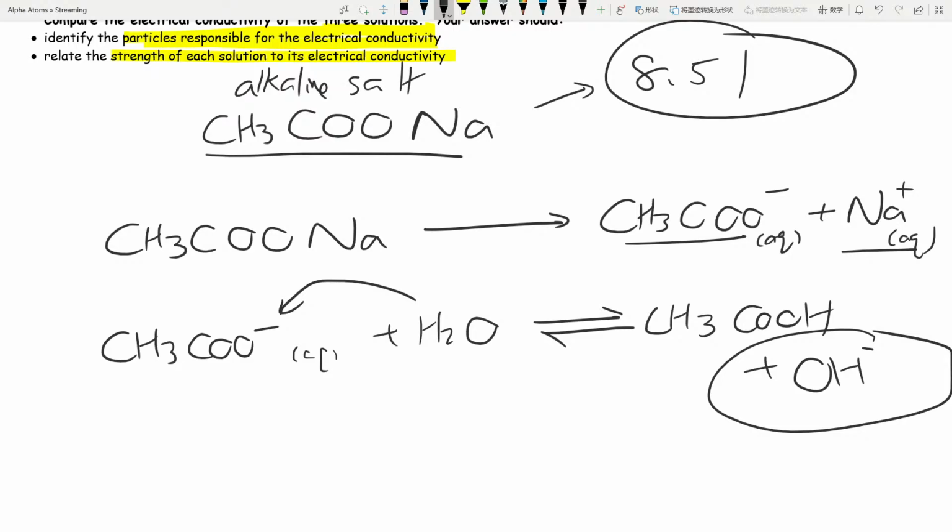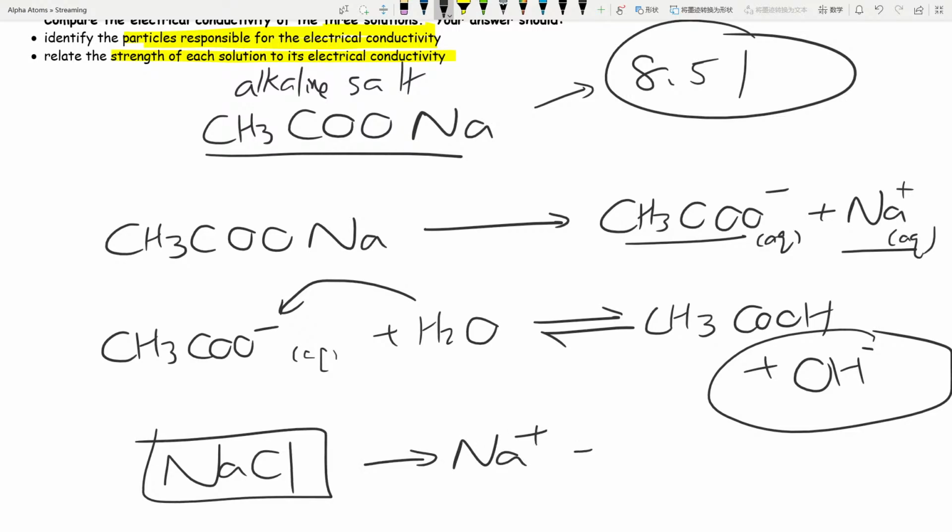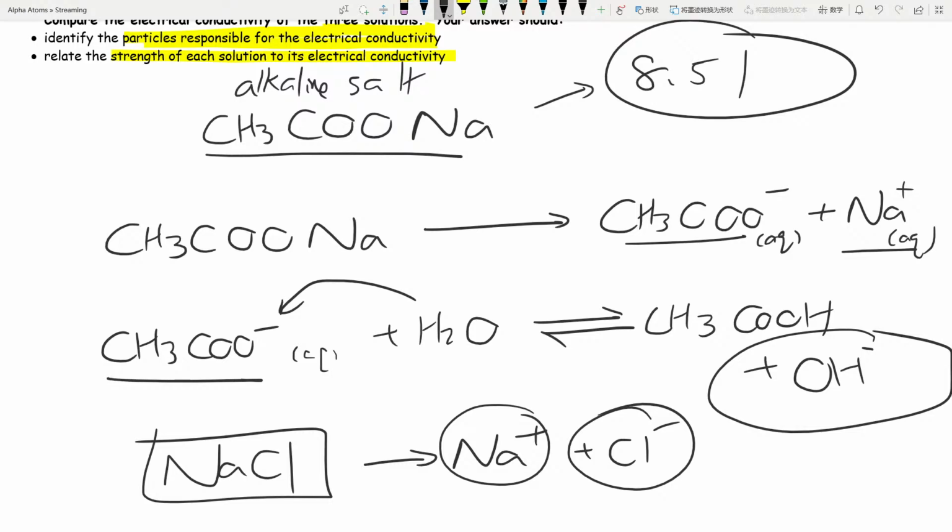What is a neutral salt? A neutral salt is NaCl. This is a prime example of a neutral salt, because it splits off into Na plus and Cl minus ions, but neither of these ions will react with water. So they will just sit in water and do absolutely nothing. But then the CH3COO minus that we just produced will partially react and form the conjugate acid. Okay, so that's a really important one that I'd like to point out, because that wasn't included in this particular section.